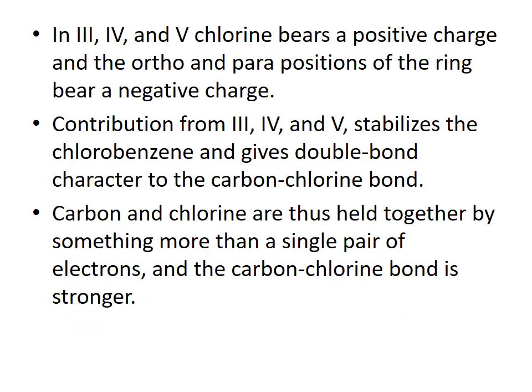In the previous slide we have seen 5 different structures for chlorobenzene, and out of these, in structures 3, 4 and 5, the chlorine bears a positive charge and the ortho and para positions of the ring bear a negative charge. The contribution from structures 3, 4 and 5 stabilizes the chlorobenzene and it gives a double bond character to the carbon-chlorine bond. So carbon and chlorine are thus held together by more than a single pair of electrons, and the carbon-chlorine bond is a stronger bond. These points I explained in the previous slide itself.